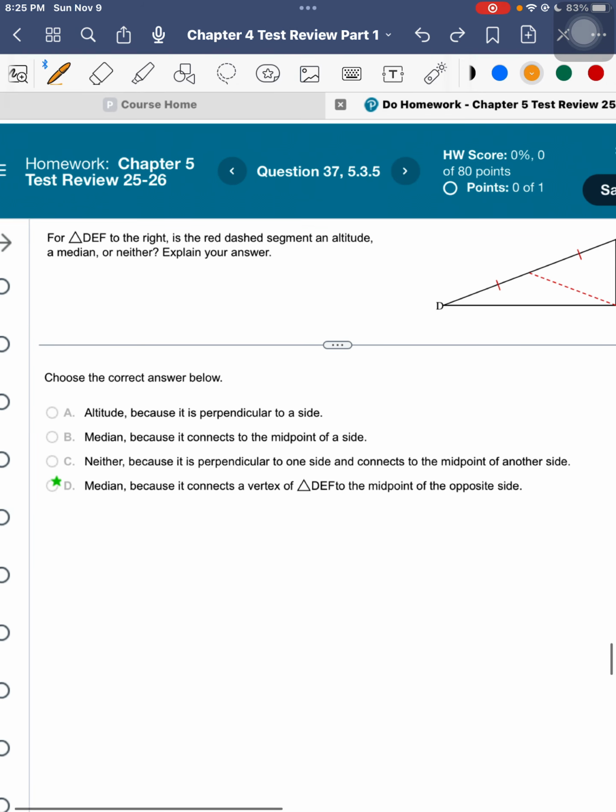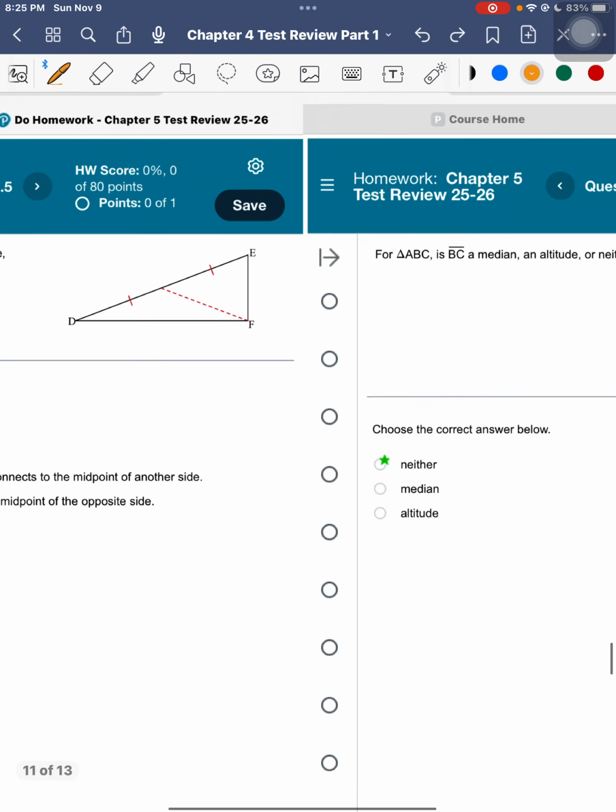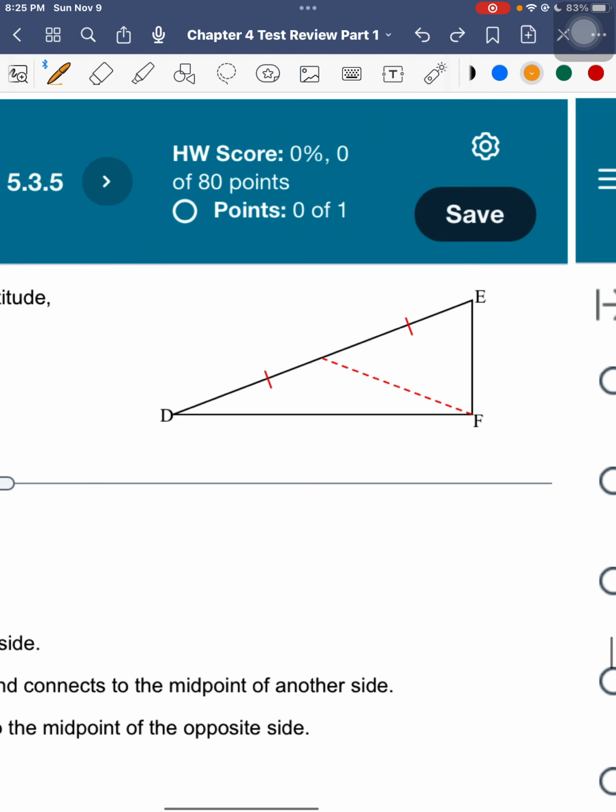Now let's look at this one. For triangle DF to the right, is the red dashed segment an altitude, median, or neither? So let's take a look at this. Where is this red dash starting? It's starting at the vertex. And where's it ending? It's ending at this point. What do we know about this point? This point is the midpoint, actually.